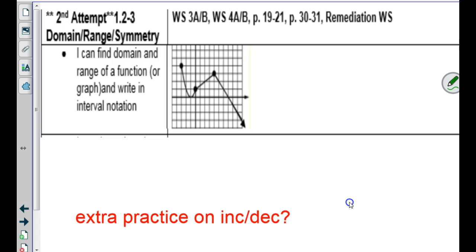Everybody good? There's also 1.2, 1.3, domain, range, and symmetry being retaken. I can find the domain and range of a function or write the interval. So what's the domain and range of this?